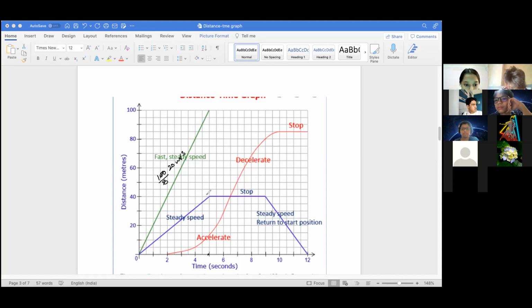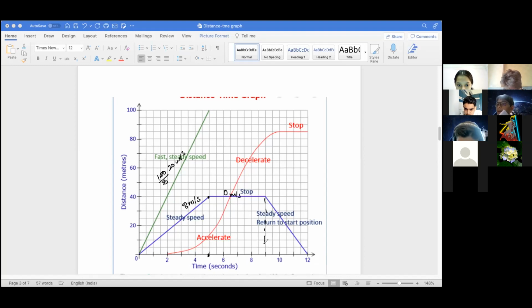Now from 0 to this point, what is the speed? Ma'am, it is 8. Did you take 4.5 or did you take 5? Ma'am, 8 meter per second. See, 5 4s are 20, 5 16s are 80. 8, ma'am, 8 meters per second. Here the speed is 0. Here the speed is stationary.